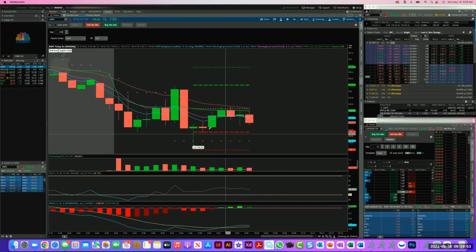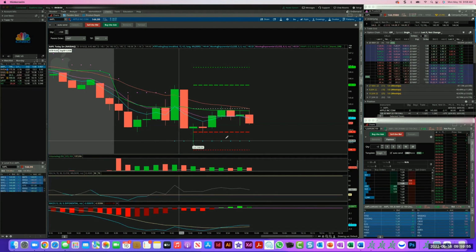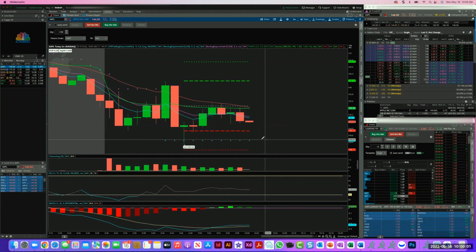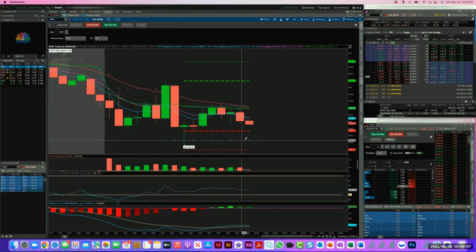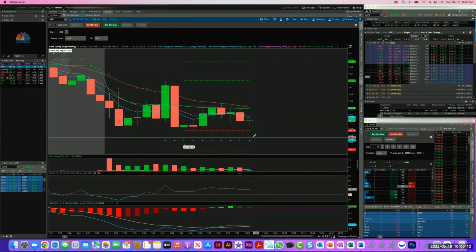We want to make sure we stay above the ATR trailing stop. That is our stop loss area. Even if we break the opening low, we just need to stay above the ATR trailing stop to keep us in this trade.